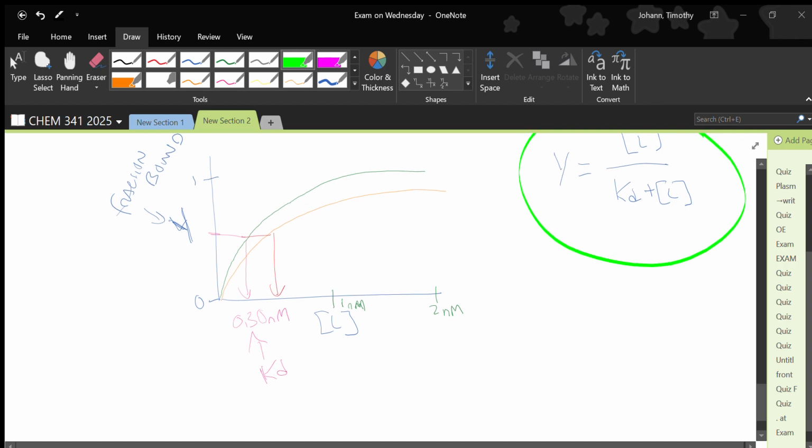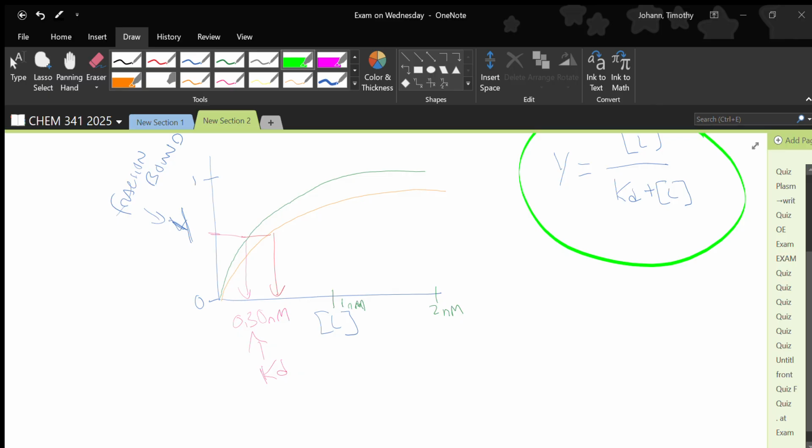Okay, other questions about ligand binding? So with half of the ligand bound, the KD is equal to the ligand concentration. Correct. When half of the protein sites are bound, not the ligand. One of the assumptions here is you have lots more ligand than you have protein sites. So when half of those protein sites are bound, then your KD is equal to your ligand concentration. All right, good question. Other questions?